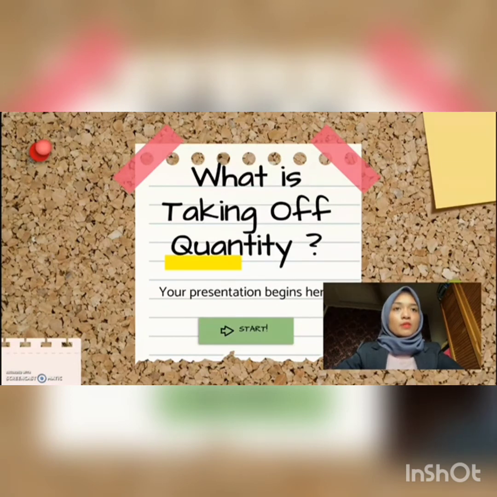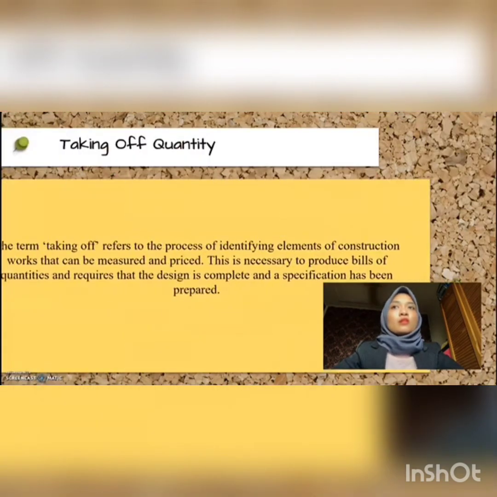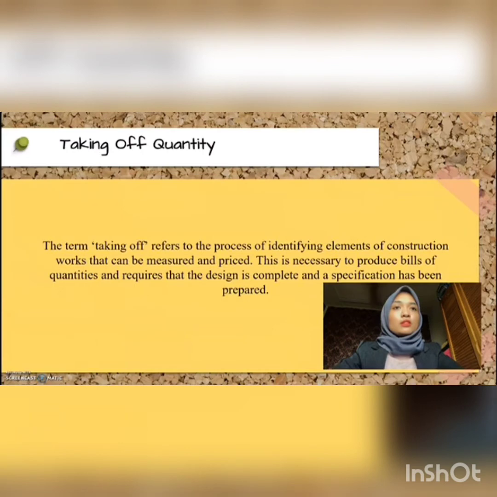I will explain my part, which is taking off quantity. But first, let me explain what is taking off quantity. Taking off is the process of identifying elements of construction work that can be measured and priced. This is necessary to produce the bill of quantity and requires that the design is complete and its specification has been prepared. Next, I will show the taking off that we have done for our group project.